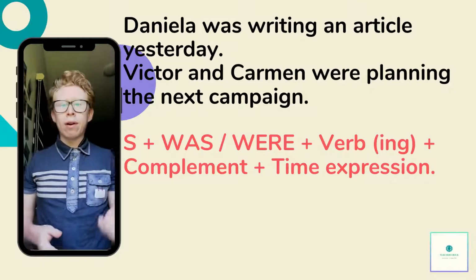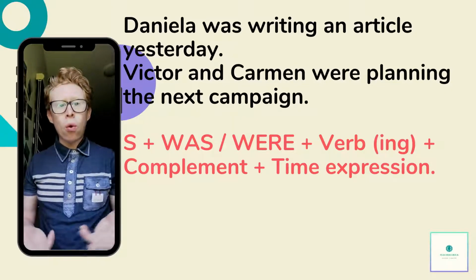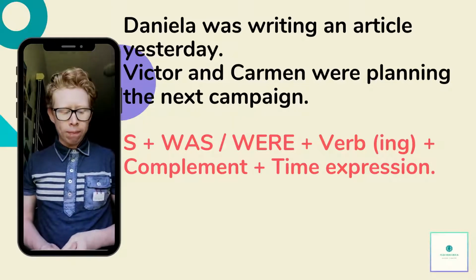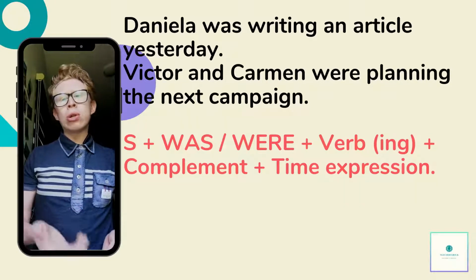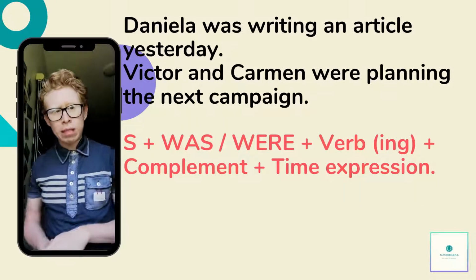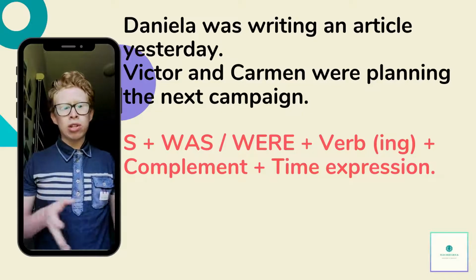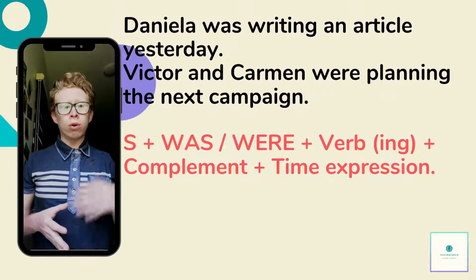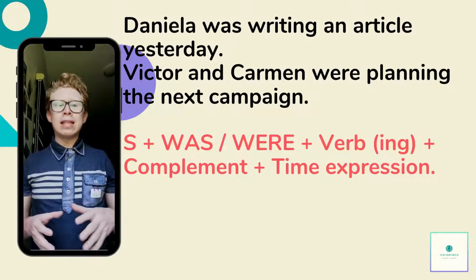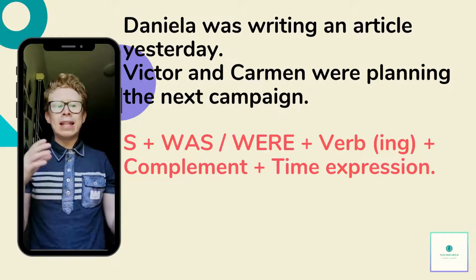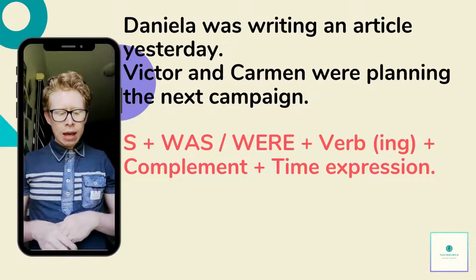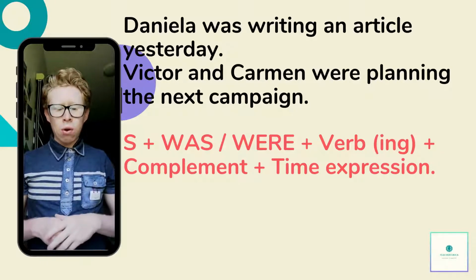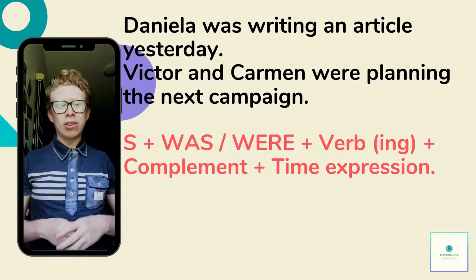Then we need the verb in the ing or gerund form. After that, we need a complement, and as an option, we can have a time expression. This time expression, just as in the other structures, we can place at the beginning or at the end of the sentence. For example, we can say, yesterday, Daniela was writing an article.